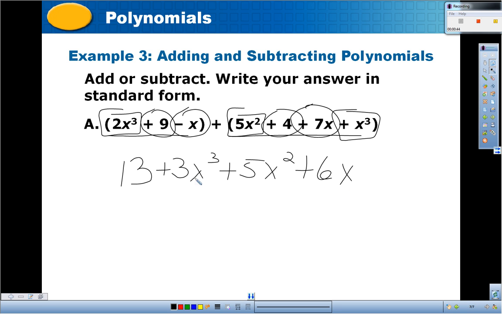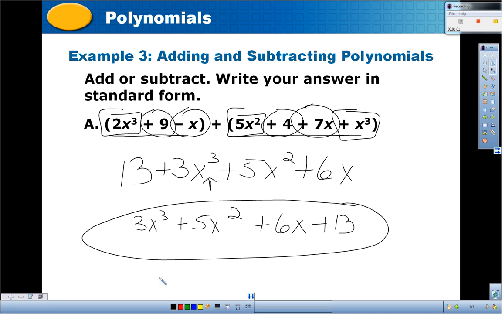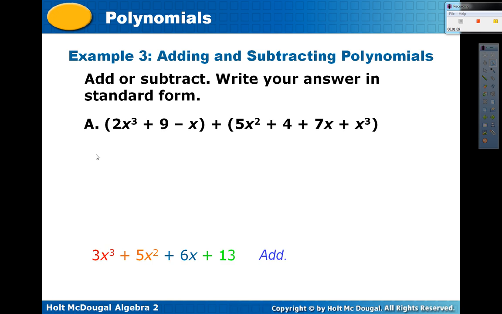Now the thing is that I want to write this in descending order. The degree of this monomial is 0, the degree of this monomial is 3, the degree of this monomial is 2, and the degree of this monomial is 1. So my highest degree is 3, so I'm going to write this 3x cubed plus 5x squared plus 6x plus 13. There's my answer, and I would call this a cubic polynomial.